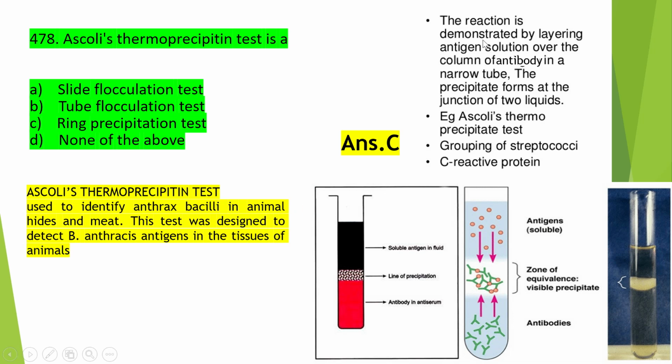The reaction is demonstrated by layering antigen solution over the column of antibody in a narrow tube. The precipitate forms at the junction of the two liquids like this. So here antigens are present, here first antibodies are added. So here in a zone of equivalence visible precipitation is seen. Okay, so this is also an antigen antibody complex test.